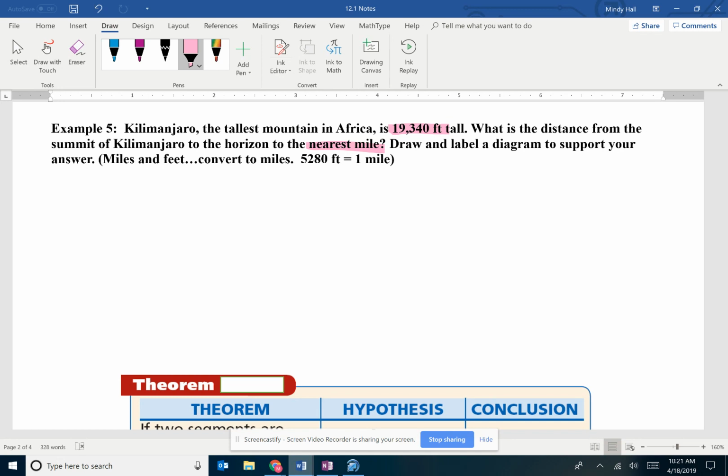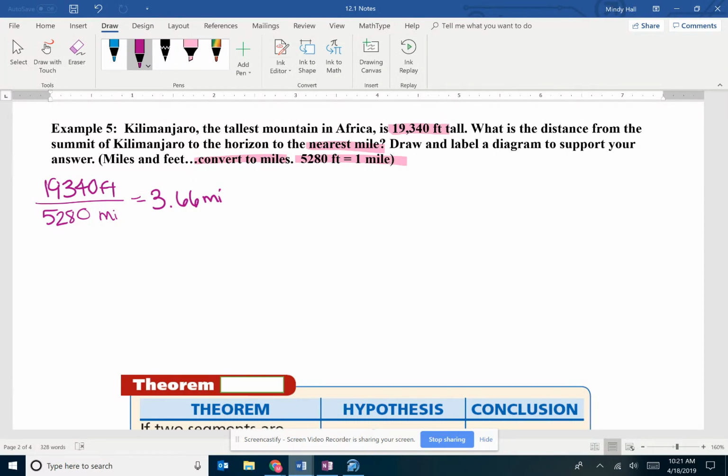And if you didn't notice, the height of Kilimanjaro was in feet, and I need it in miles. So we need to convert, and there is our conversion. So in order to convert, we have 19,340 feet, not miles, and we are going to divide it by 5,280. And when we do that, we get that the height is approximately 3.66. And this would be miles.